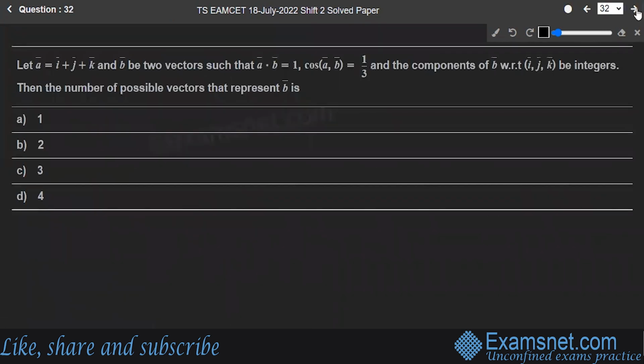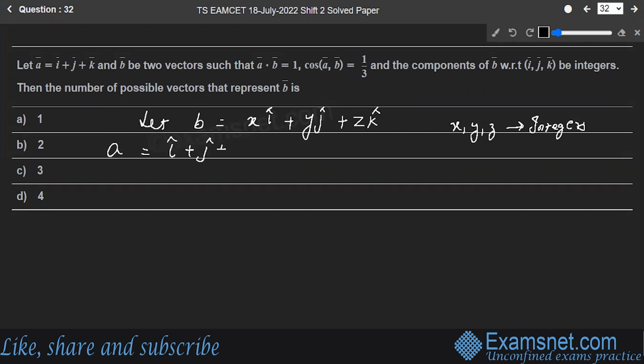Next is question number 32. It says let A be this vector and B be the two vectors such that A dot B is equal to 1, cos of the angle between them is equal to 1 by 3, and components of B with respect to I, J, K are integers. And the number of possible vectors that represent B are. So first of all, I'll assume B to be Xi plus Yj plus Zk, where X, Y, Z are integers. Correct. Now, A vector is given by I plus J plus K.